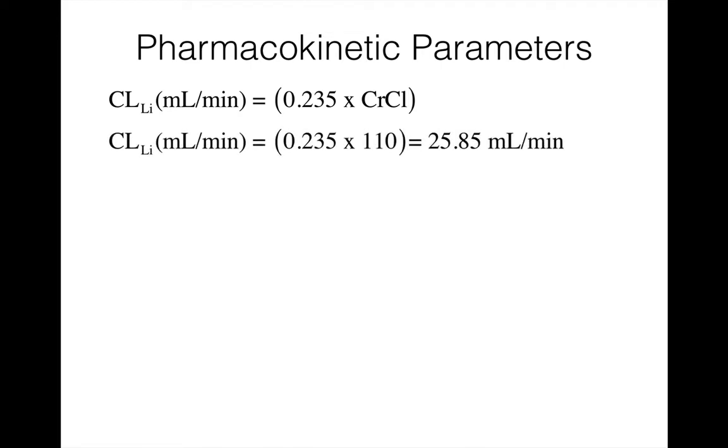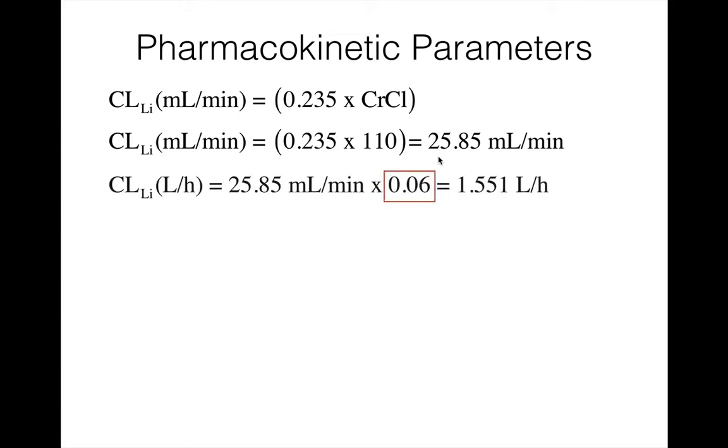We begin by determining the pharmacokinetic parameters. One of the dosing approaches for estimating the clearance of lithium says that the creatinine clearance times 0.235 equals lithium clearance. Creatinine clearance in this method is given as milliliters per minute as well. So here in this case we would multiply the 0.235 times the patient's creatinine clearance of 110 milliliters per minute, and we'd end up with an estimated lithium clearance of 25.85 milliliters per minute.